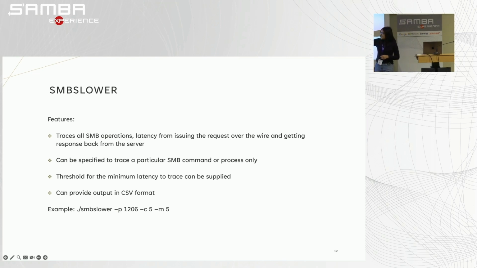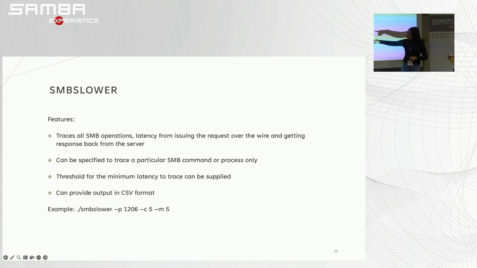So for example, here, I have given -P 1206, only track this process ID, and -C 5. There is a mapping of SMB commands to certain numbers, so command 5 means SMB create. Only track create requests for this particular PID, and -M 5 means only track create requests with latency slower than 5 milliseconds.